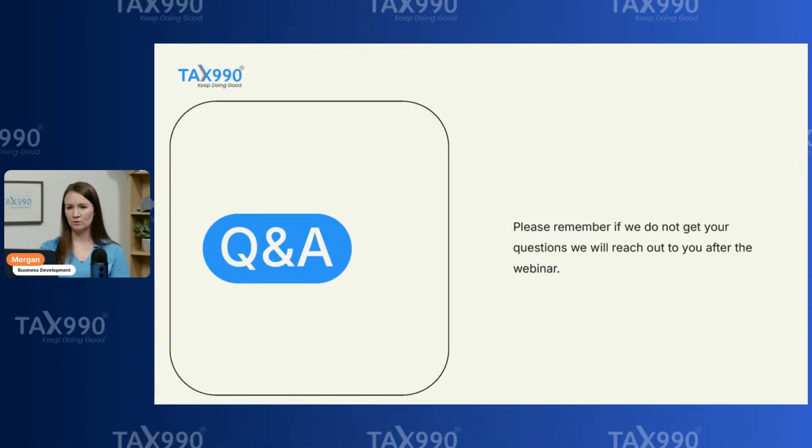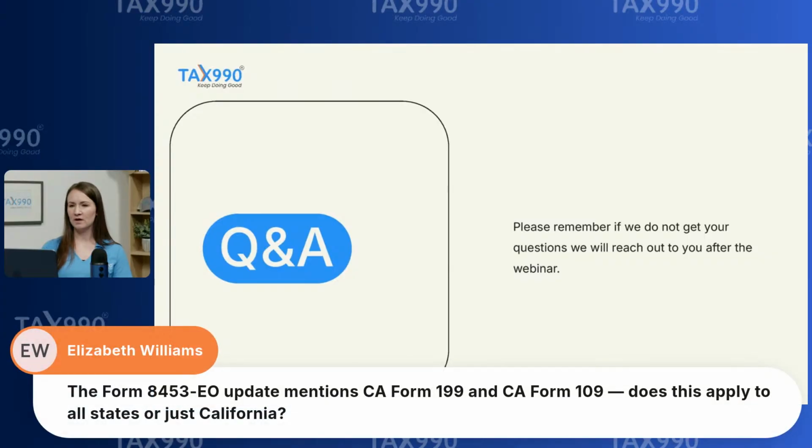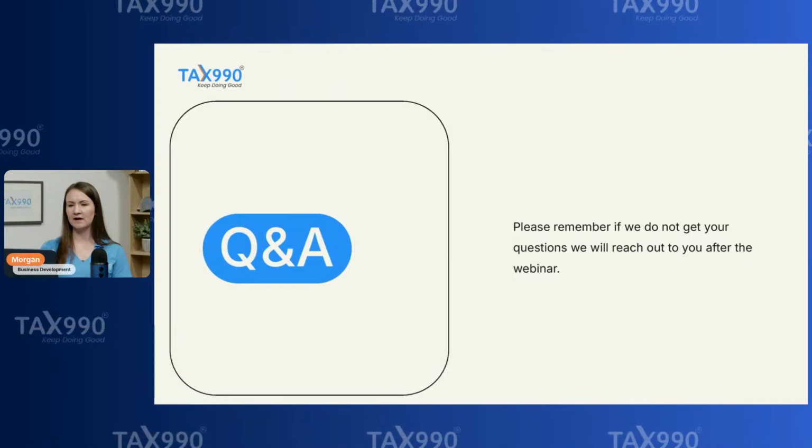And we'll do one more for today. The Form 8453EO update mentions California Form 199 and 109. Does this apply to all states or just California? So the specific update just applies to California state filings. These forms at a state level continue to evolve, and we're committed to expand and support and meet those requirements when they apply. Stay tuned for more future updates as we continue to build through the filing capabilities.